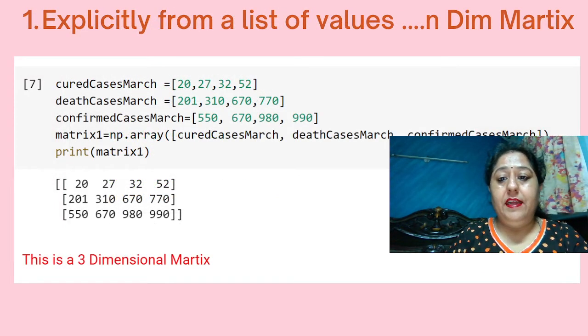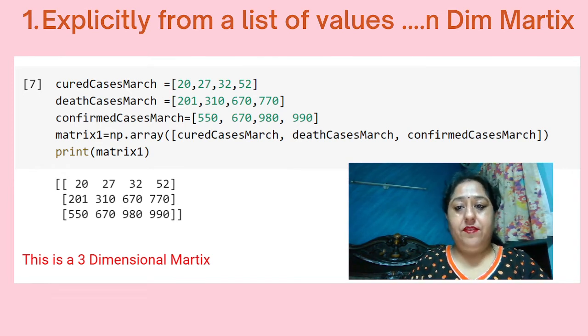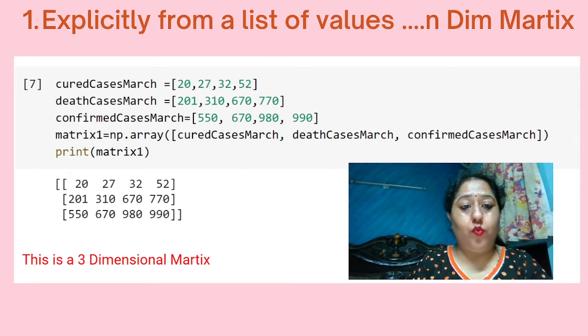Moving further, let us now move our discussion to a multi-dimensional matrix. We can create n-dimensional matrices with the NumPy array function. Now, we have here three lists. First list is named as cured cases in March. Second is death cases in March. Last is confirmed cases in the month of March. We call again the array function by np.array, and in the bracket, instead of supplying only one list, we supply three different lists as parameters. What we get is matrix 1. When we print it, we get a two-dimensional matrix where each row is the individual list which we have passed in the array function.